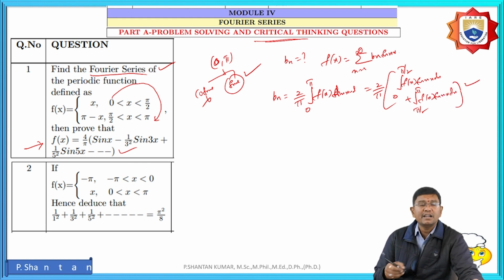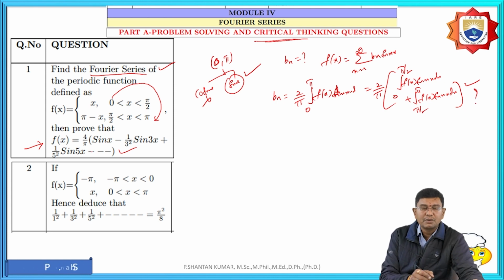And with the help of this one, we need to replace and again find the solution, we get the required solution, and after that we need to verify that that is a sine series only.